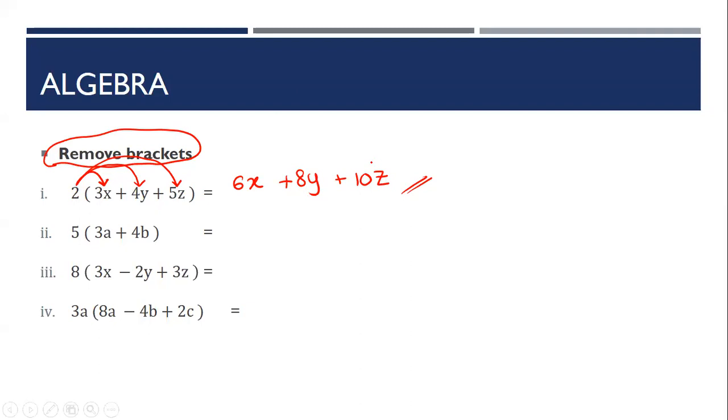So give me the answer for example 2, example 3 and example 4. After removing the brackets, what answers are you getting for questions 2, 3 and 4? Quickly do it and give me the answers.